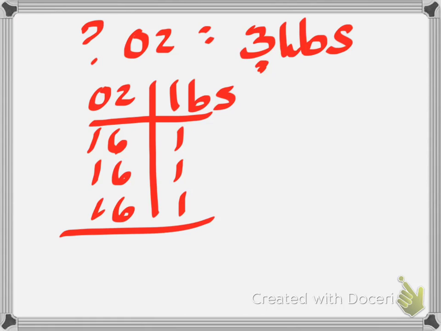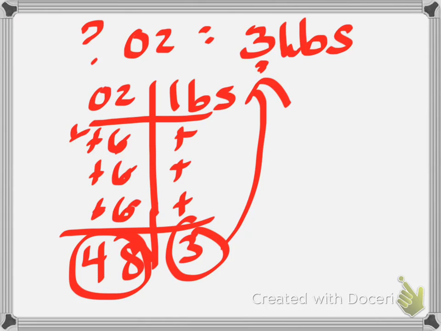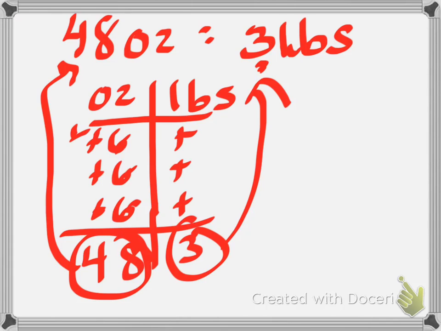Now we go ahead and add that up. 1, 2, 3 pounds, which is right there. That's exactly what we need. Then we have 1, 2, 3 sixes. 6 times 3 is 18. And then 1, 2, 3, 4. So we have 48 ounces equal 3 pounds.